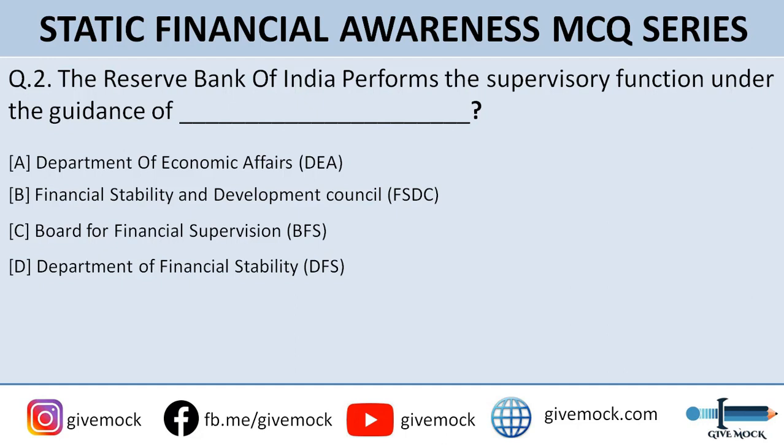So guys, in question number 2, it says, the Reserve Bank of India performs the supervisory function under the guidance of dash. The first option is Department of Economic Affairs. Second option is Financial Stability and Development Council, FSDC. Third option is Board for Financial Supervision. And the last option is Department of Financial Stability. The correct answer is Board for Financial Supervision. You need to remember that RBI performs its supervisory function under the guidance of the Board for Financial Supervision, and the chairman of BFS is the governor of RBI.